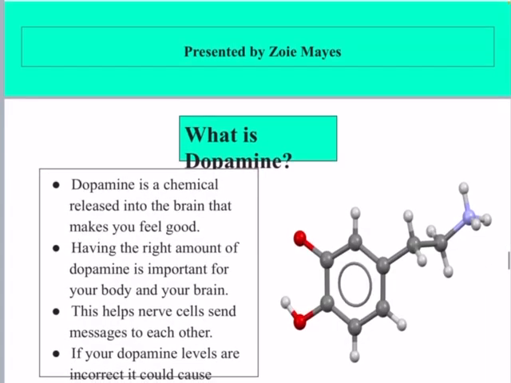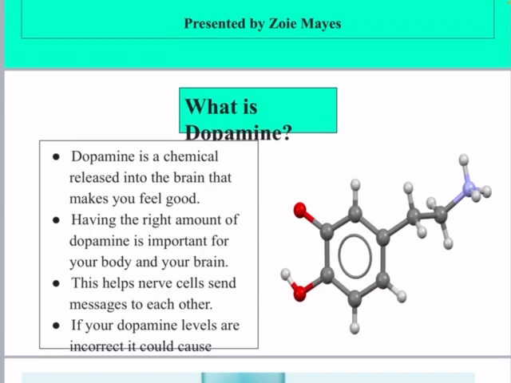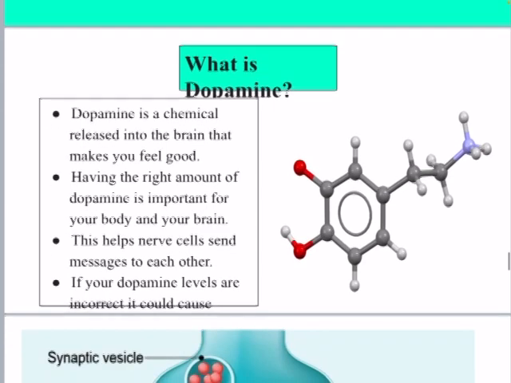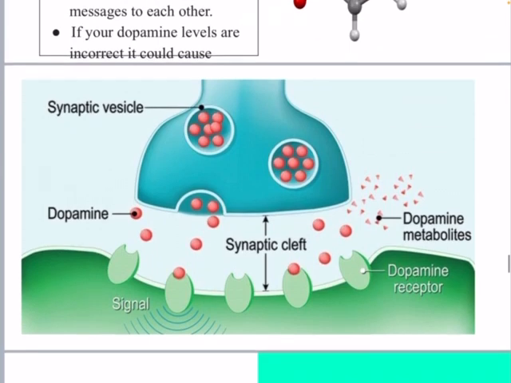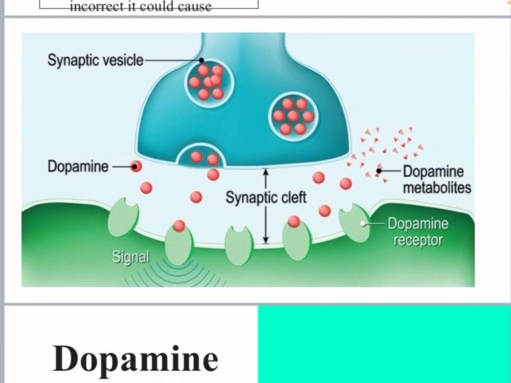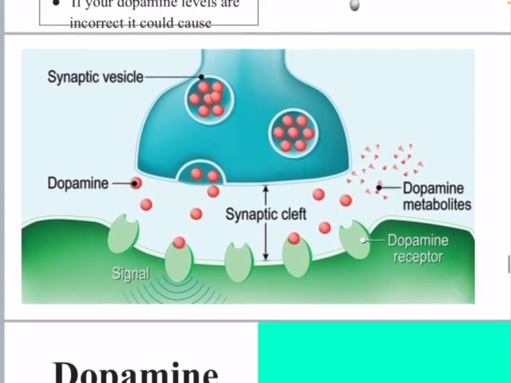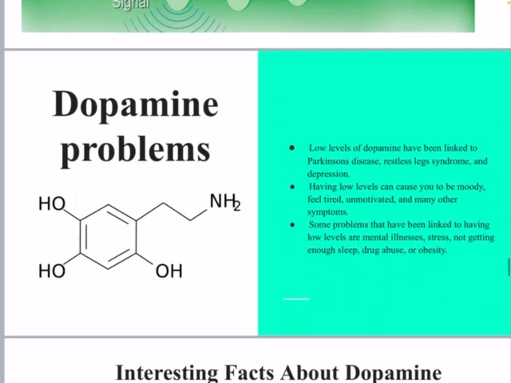Dopamine. What is dopamine? Dopamine is a chemical released into the brain that makes you feel good. Having the right amount of dopamine is important for your body and your brain. It helps nerve cells send messages to each other. If your dopamine levels are incorrect, it could cause neurological diseases.